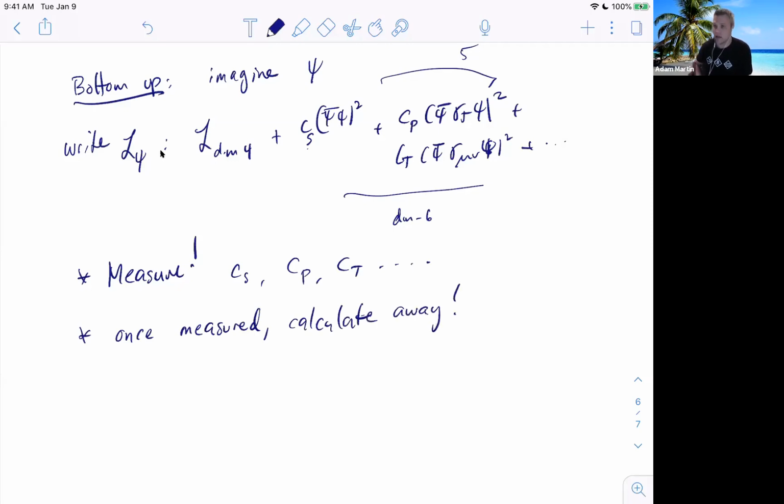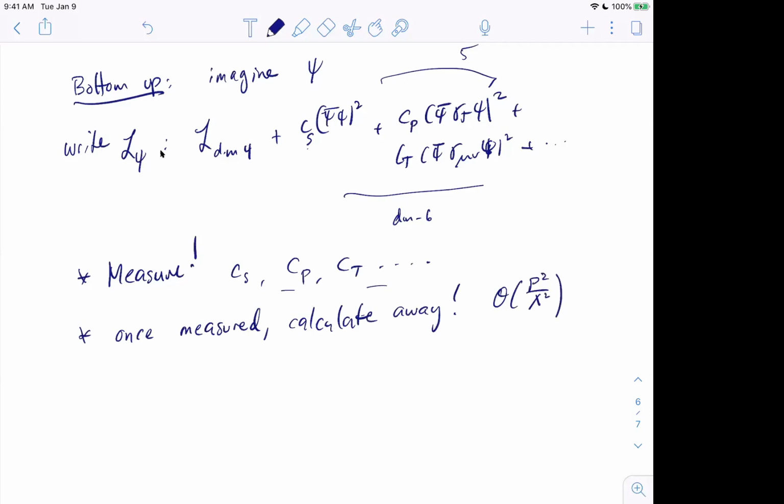Now I can't just calculate, going crazy. I've only measured these coefficients. Those are only power counting p squared over lambda squared. Yeah, Adam, is that what's done in chiral perturbation theory? Absolutely. Like actually using that is measurements? That's definitely what's going on in chiral perturbation theory. Perfect question. I was about to say this, right?